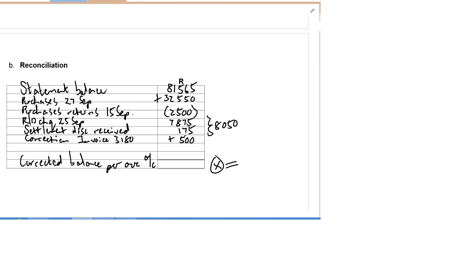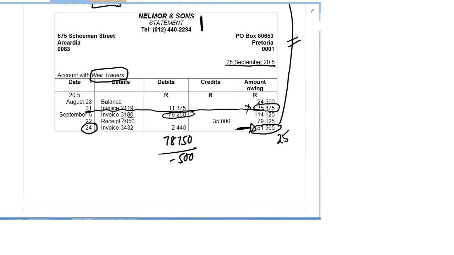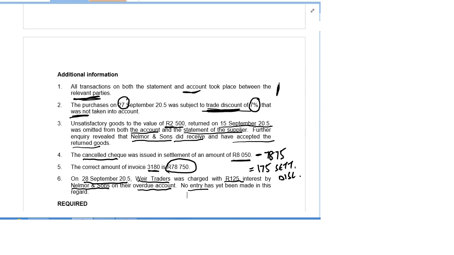So that 125 Rand needs to be added here, interest charged. I need to add that to the balance that they gave us because they haven't recorded the interest yet. So now if you look at all the additional items, we've dealt with all of them. What you have to be careful about is to think about when you needed to adjust our ledger account, when you needed to make a reconciling item, and sometimes you have to do both and sometimes only one.